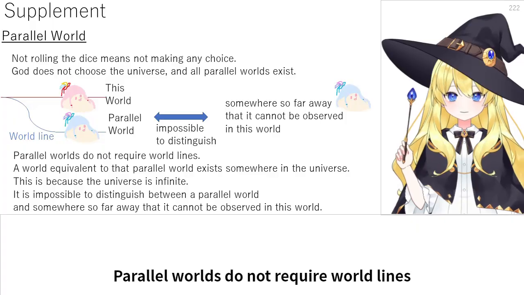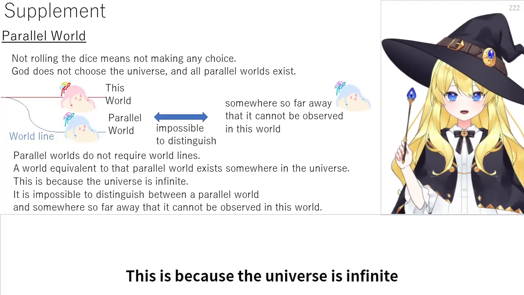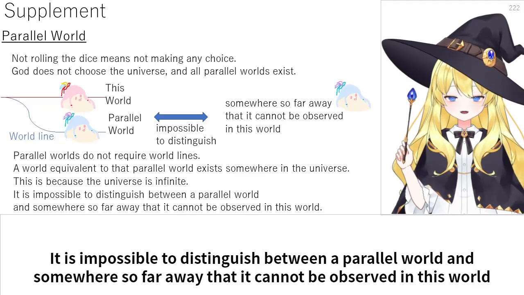Parallel worlds do not require world lines. A world equivalent to that parallel world exists somewhere in the universe. This is because the universe is infinite. It is impossible to distinguish between a parallel world and somewhere so far away that it cannot be observed in this world.